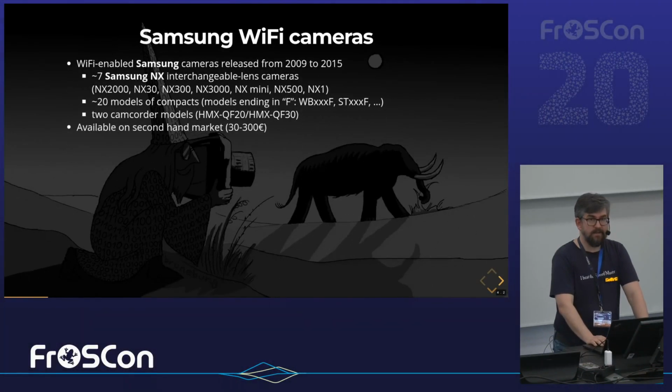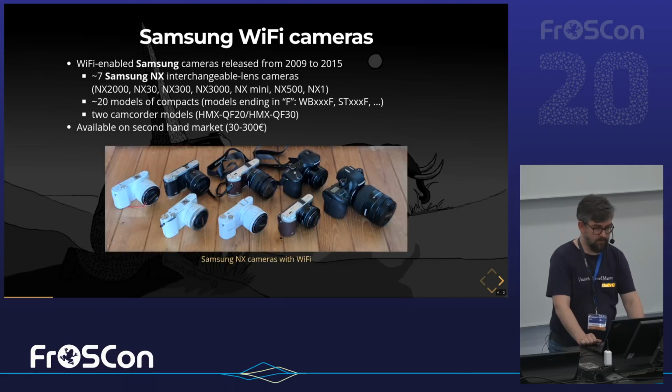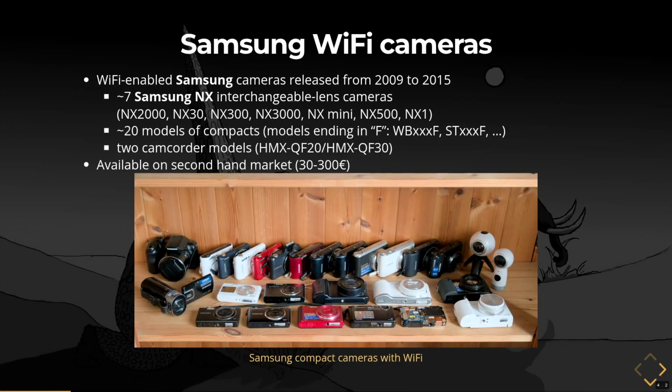Starting in 2009, Samsung created a bunch of different camera models that were equipped with a Wi-Fi module. There were 7 different models with interchangeable lenses, around 2 dozen different models of compact cameras, 2 camcorder models, and also a bunch of 360-degree cameras. So quite a different set of options. They were produced from 2009 to 2015. And then Samsung decided to exit the camera market and stop production of everything, despite being quite at the front of what was technically possible back then.